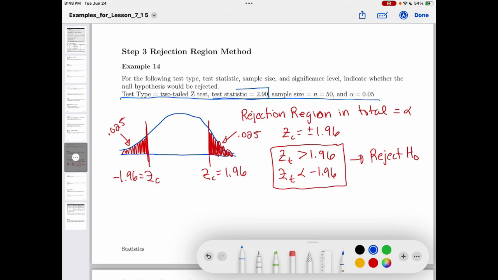Now let's see if it happens. So our test statistic is 2.9. If we think about graphing that on the number line, it's going to be greater than 1.96, so it's going to fall over here. So it falls in the rejection region. Here's our rejection region. It's everything greater than 1.96 or less than negative 1.96. So we're definitely going to reject the null hypothesis.